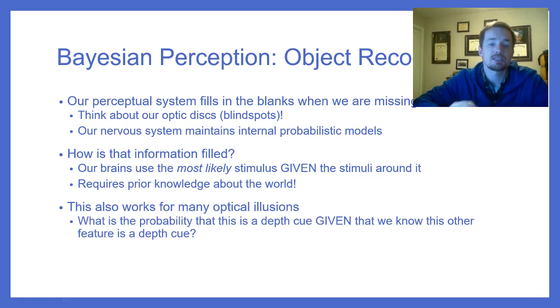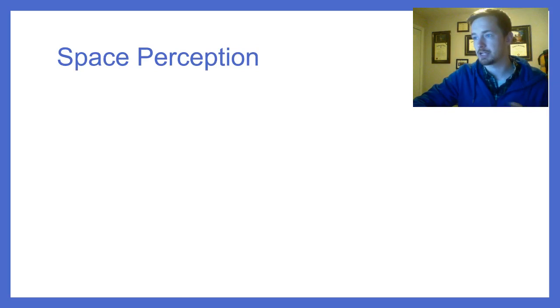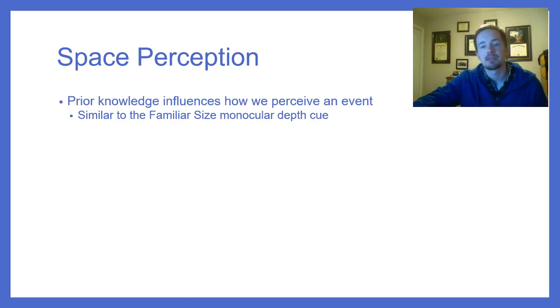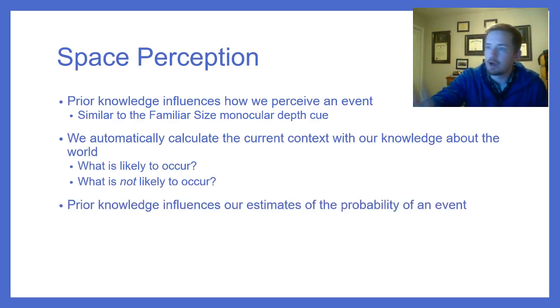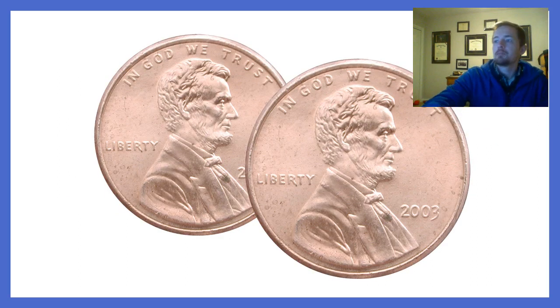That we are going to perceive things as being what is, given what we know about how the world works, the most likely kind of depth cue given what we know about the features of a specific object. So let me just give you an example. I'll come back to this slide in a second. But let's say I were to show you this particular set where we have these 2 pennies. Now there's 2 different ways that we could perceive this, right?